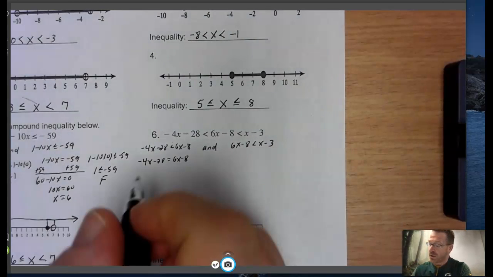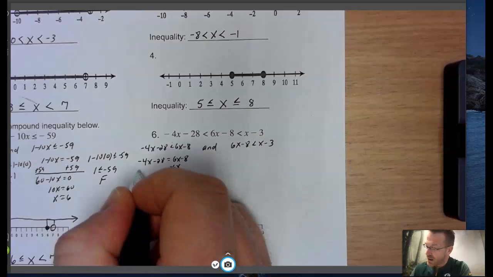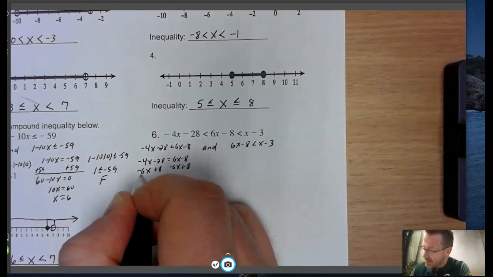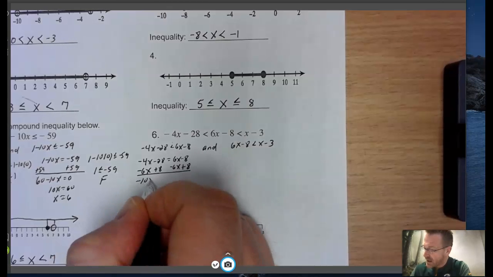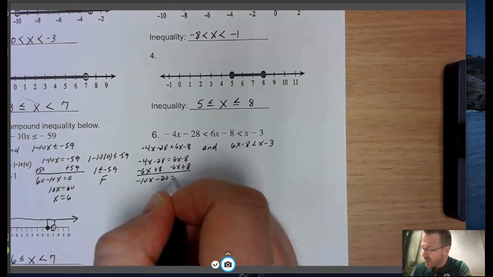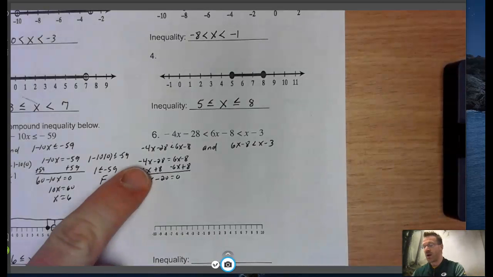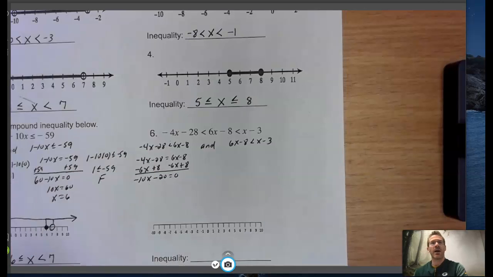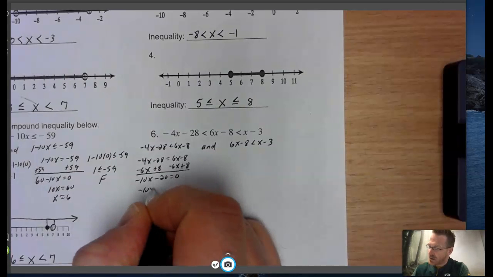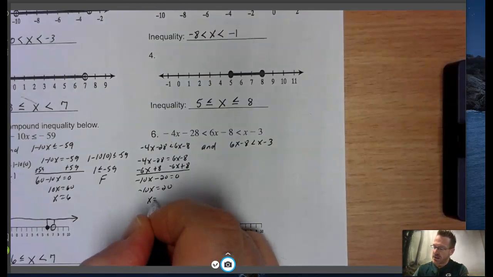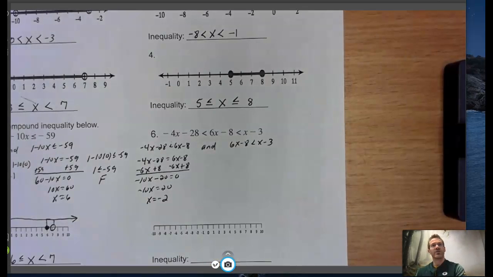We want to get one side equal to 0, so I'm going to subtract 6x and subtract 6x, and add 8 and add 8. So I get negative 10x minus 20 is equal to 0. What minus 20 is 0? 20 minus 20 is 0. So that means negative 10x is equal to 20. And then negative 10 times what is 20? That would be negative 2. So there's our first anchor.